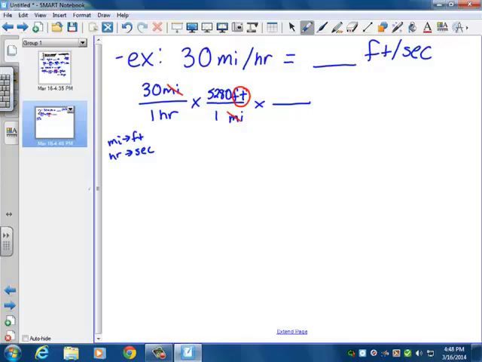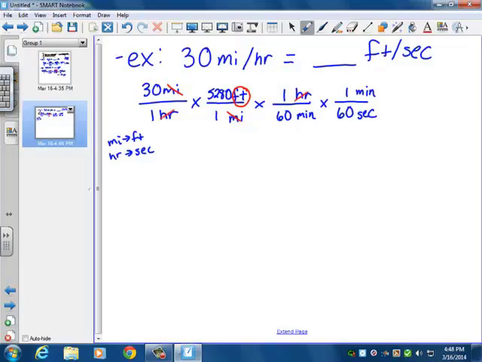Okay, so now, just like we did before, we want it to cancel. So if hours is on the bottom, now hours is going to go on top. So now I'm trying to go hours into seconds. Now I might not know how many seconds are in an hour, but I should know how many minutes are in an hour. There's 60 minutes in 1 hour, right? And then I'm going to go another step. Minutes on top, so it's going to cancel. Seconds on the bottom. In 1 minute, there are 60 seconds.